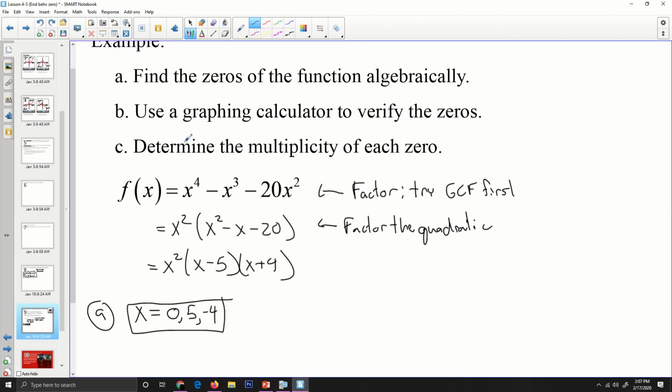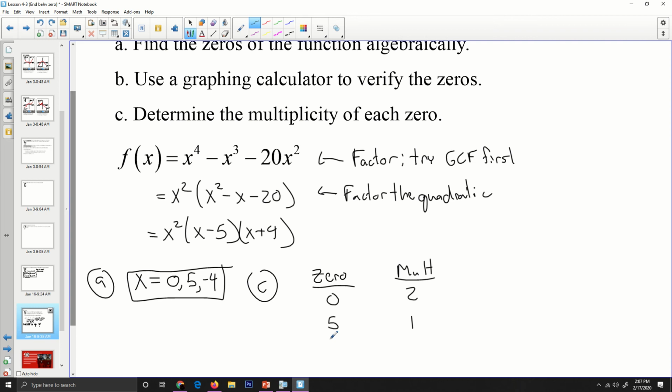And so part C, determine the multiplicity of each. I'm going to say the 0 and the multiplicity. All right, so the first 0 is 0. Its multiplicity, since it's raised to the second power, is 2. 5 has a multiplicity of 1, and negative 4 also has a multiplicity of 1, since it's also raised to the first power. All right, that's all I got for today, folks.